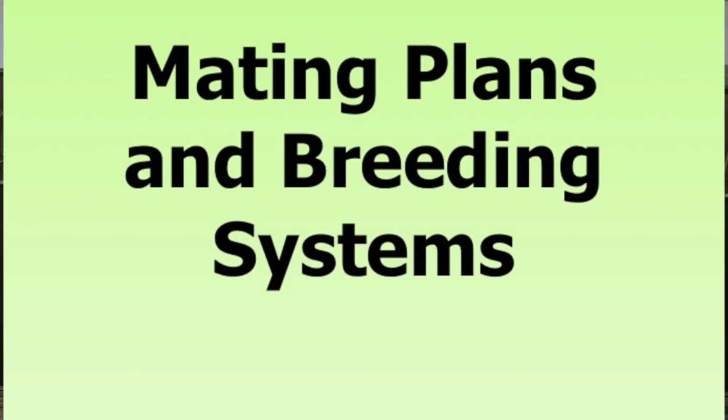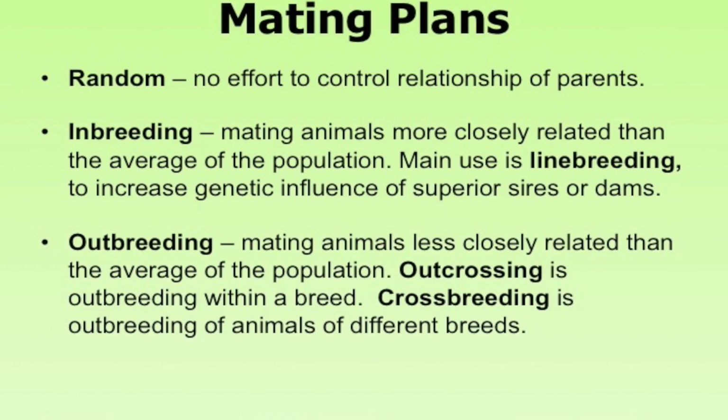Mating plans can be random, so there's no effort to control the relationships with parents. We just put a bull out there initially with the cows. The replacement females get bred back to that bull, or maybe another bull calf that was raised. It's completely random. That is not necessarily the best way to do that. We can get some random mating in it if we're not paying attention to the bulls that we're buying, and not looking at some pedigrees to see if they maybe relate back to some replacement heifers that we're keeping.